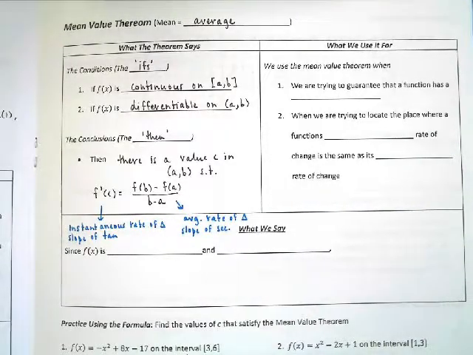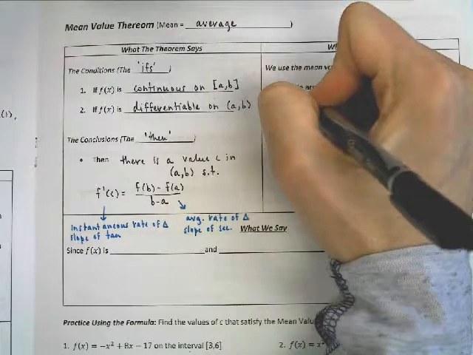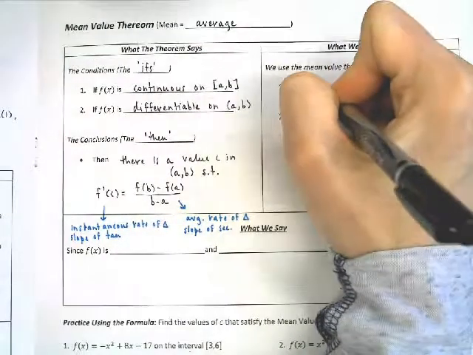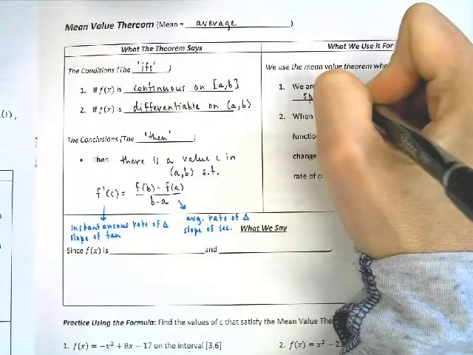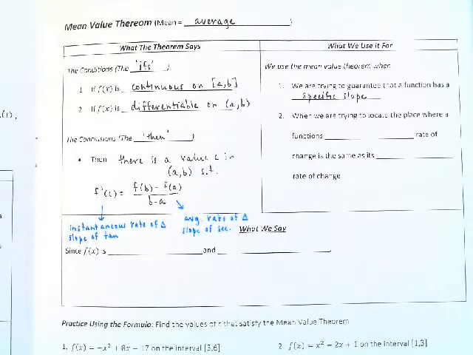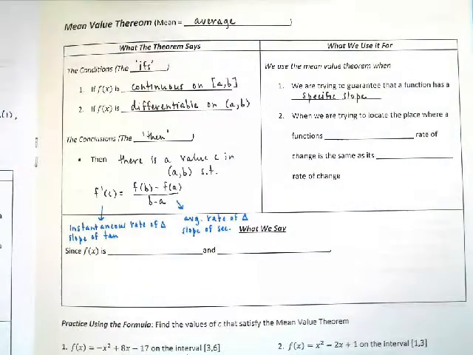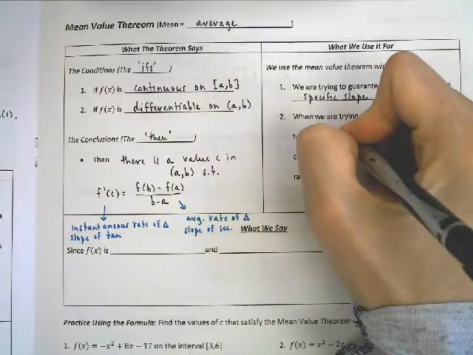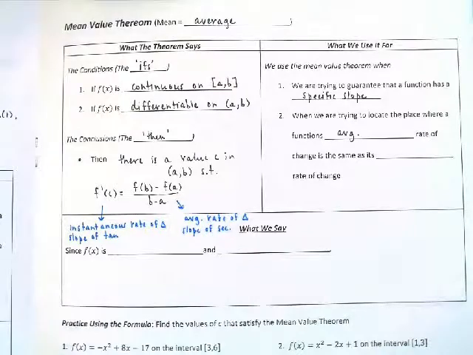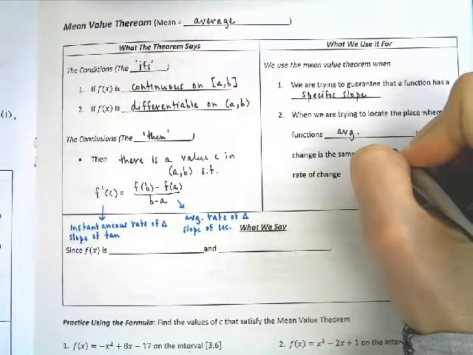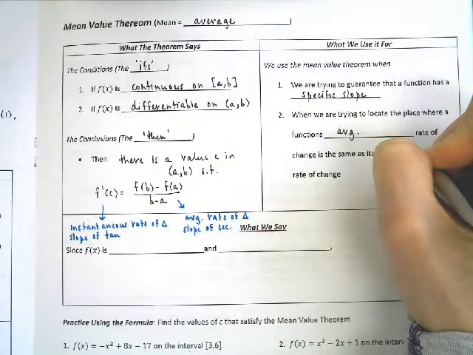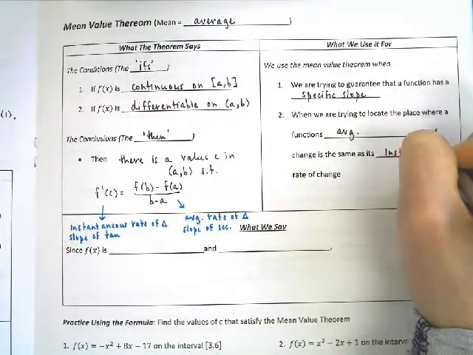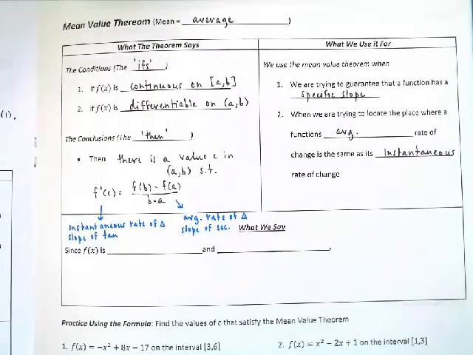Okay, so we use this theorem when we're trying to guarantee that a function has a specific slope, or when we're trying to locate the place where a function's average rate of change is the same as its instantaneous rate of change.